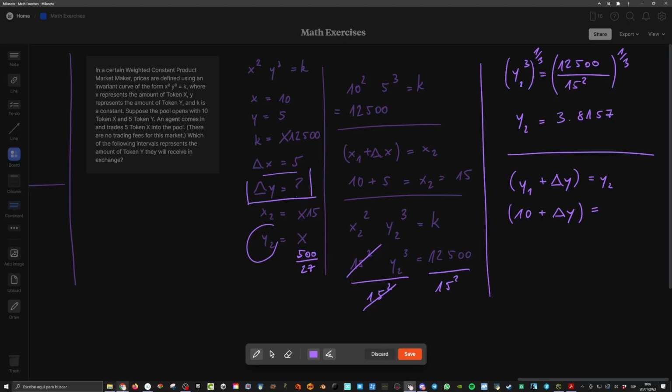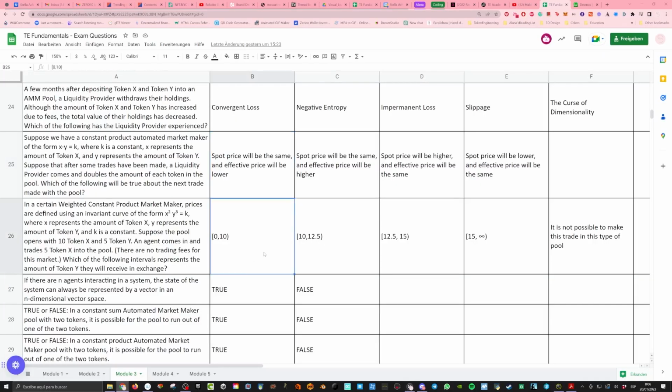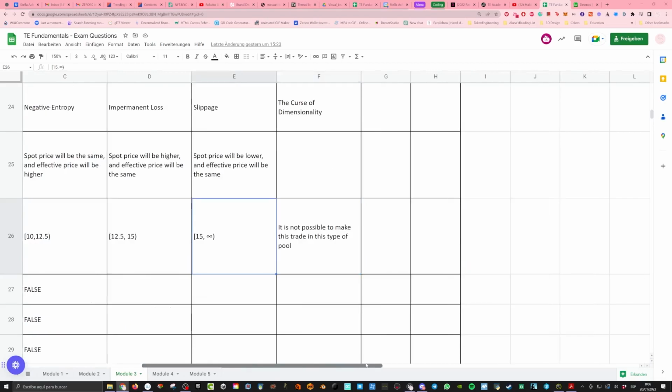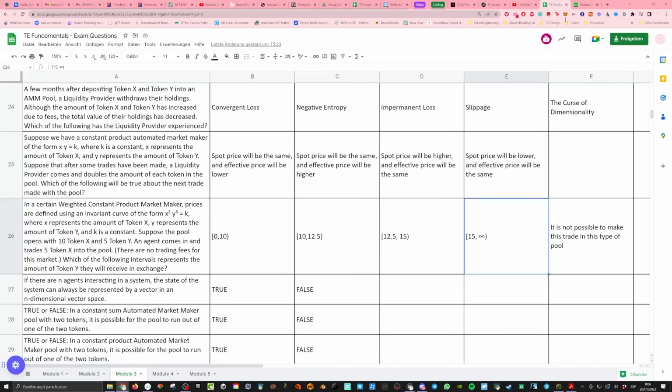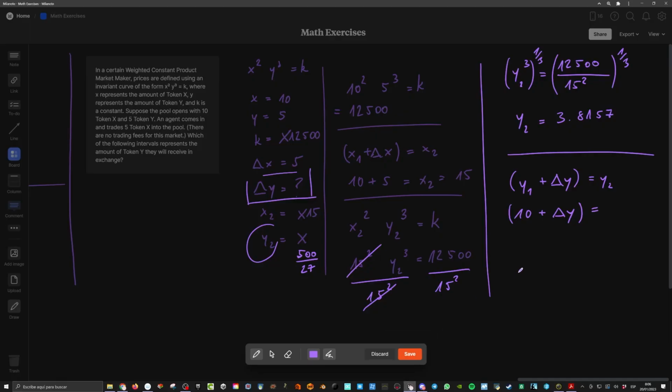Oh, you mean in the Google sheet? The choice, yeah. Right, but we'll get delta y, right? So then we'll be able to answer. Oh, that's why they're saying ranges. Okay, that makes sense. So we're still missing one number, if I'm not mistaken. That's not our answer yet. We have to find delta y.